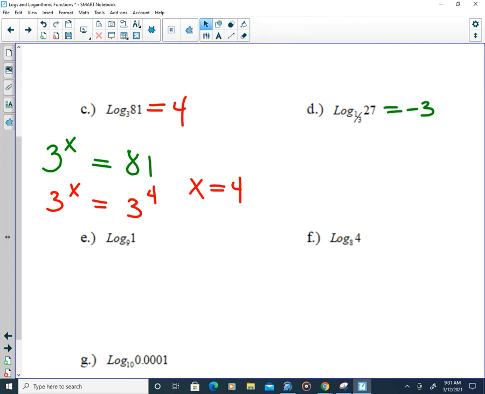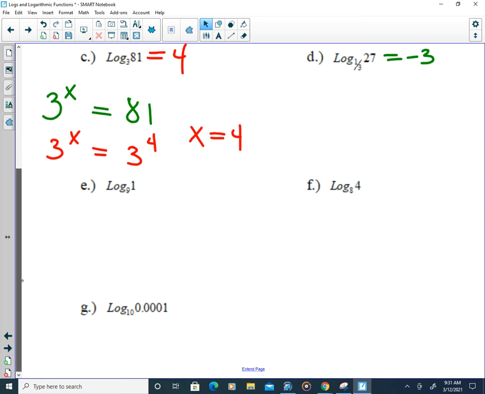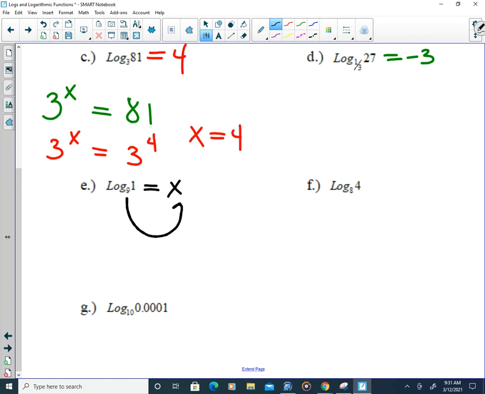All right, a couple more examples. Let's look at E here. We got log base 9 of 1. Again, first step is just set that equal to x. Do your circle of life. So you go 9 to the x power is equal to 1. Let's rewrite both sides as powers. We'll get 9 to the x is equal to 1.